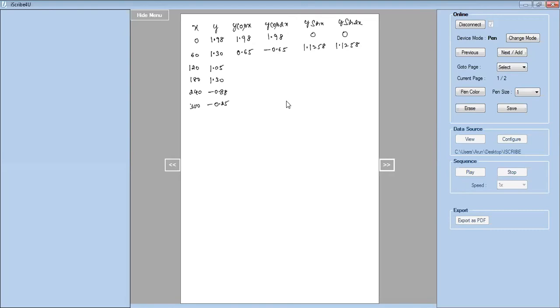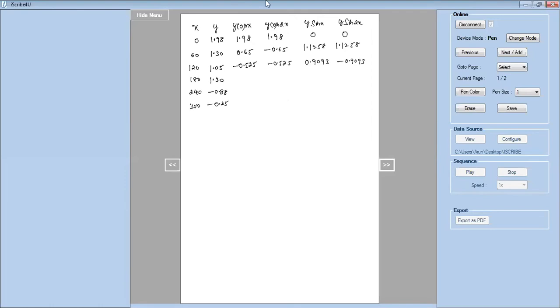The x value is 120, press 120, then 1.05. If you calculate like this, you get all the values here. This is minus 0.525, then again minus 0.525, then y sin x is 0.9093, and again y sin 2x is minus 0.9093. So like this, I'm going to calculate each and every value.